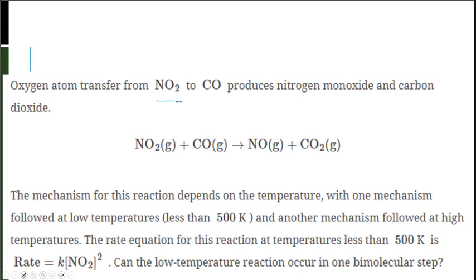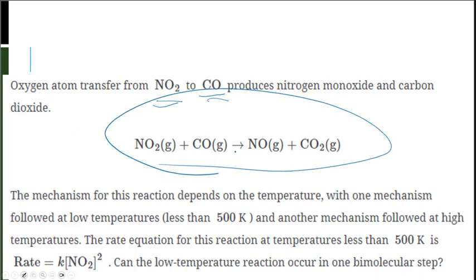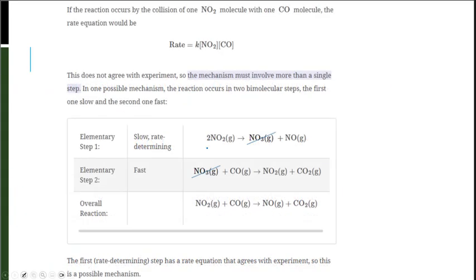Let's look at this example. Oxygen atoms transfer from NO2 to CO to produce nitrogen monoxide and carbon dioxide in this reaction. The mechanism for this reaction depends on the temperature, with one mechanism followed at low temperatures and another followed at high temperatures. The rate equation for this reaction at temperatures less than 500 is this. Can the low temperature reaction occur in one bimolecular step? Well, obviously not. If our rate is equal to NO2 squared, then that would be NO2 plus NO2. And we're somehow missing that CO, so there must be a slow step involved.